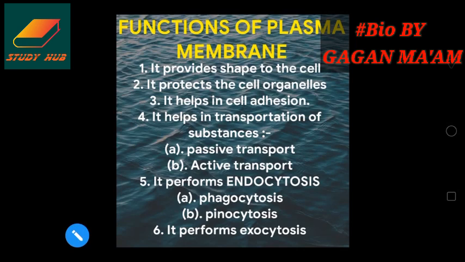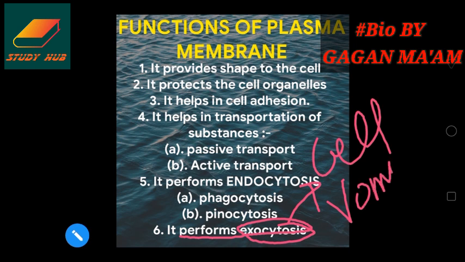The next function is it performs exocytosis. Exo, as the name suggests, is expulsion of waste product from the cell. Endocytosis means the intake of substances with the help of plasma membrane. In exocytosis, what is done? Expulsion of waste product. It is also known as cell vomiting. Egestion of waste material or the expulsion of waste material from the cell through plasma membrane is termed as exocytosis.